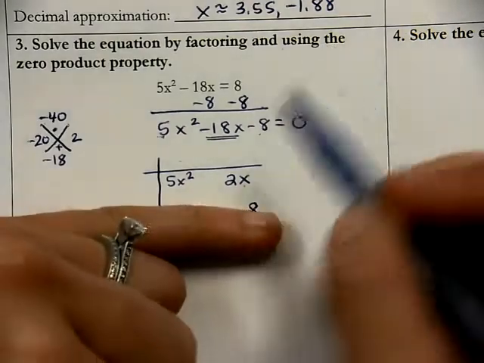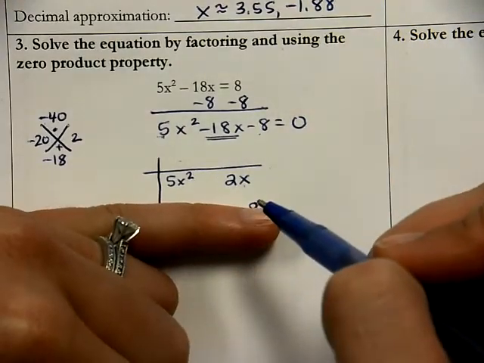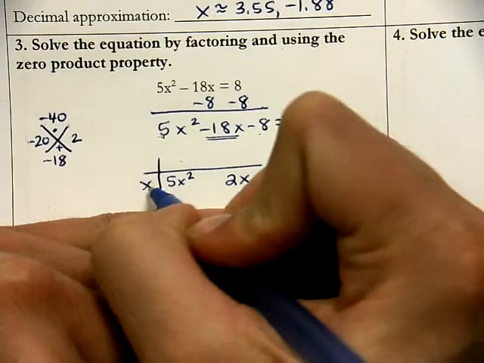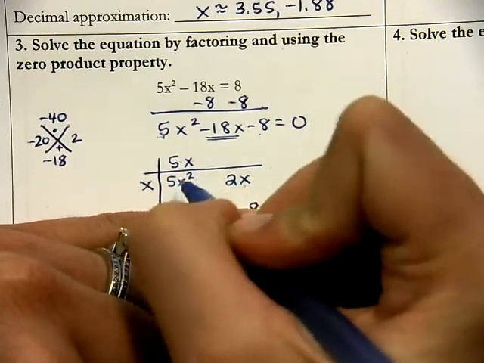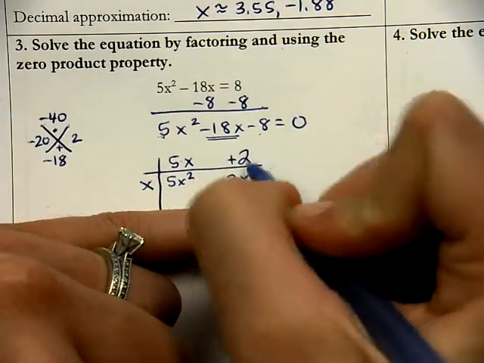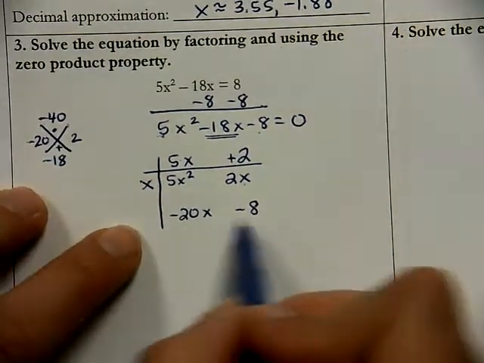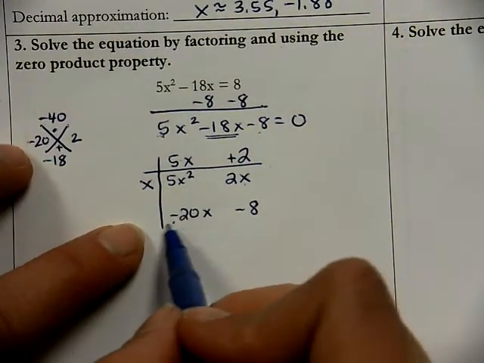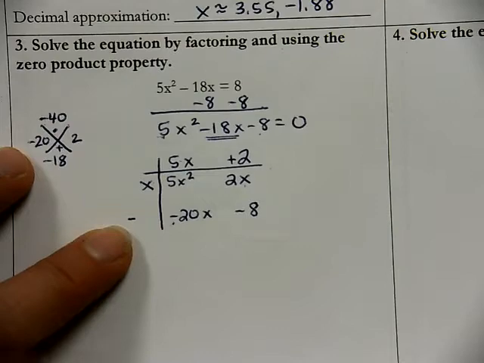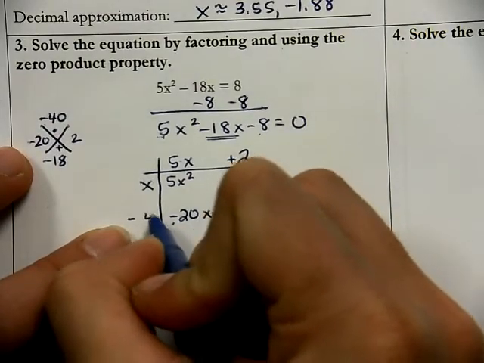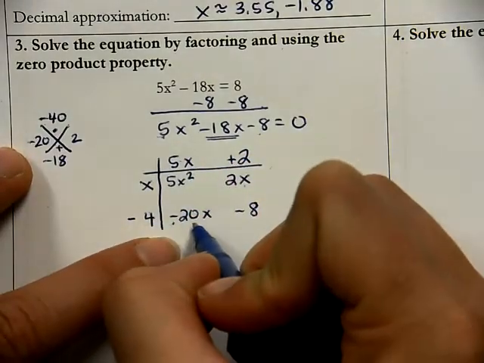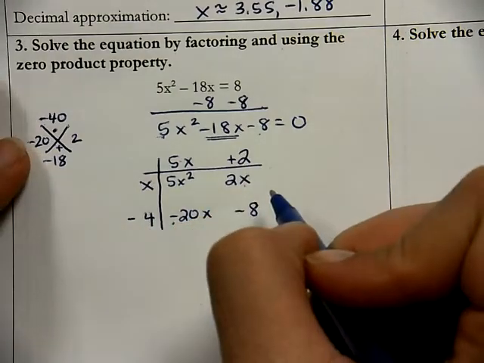Now, I cover the bottom row up, and I look at 5x squared and 2x. The greatest common factor is just a plain old x. X times 5x is 5x squared. X times a positive 2 is a positive 2x. Down here, the GCF, because the leading coefficient is negative, I'm going to factor out a negative common factor. These are both divisible by 4. Negative 4 times 5x is a negative 20x. Negative 4 times 2 is a negative 8.